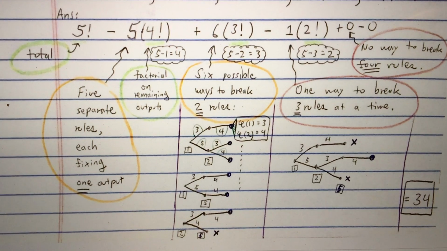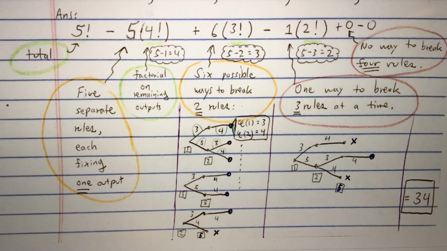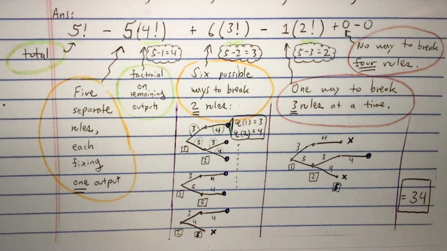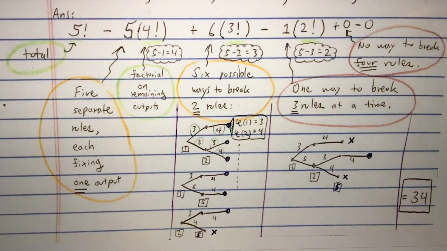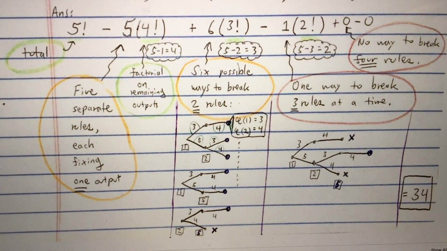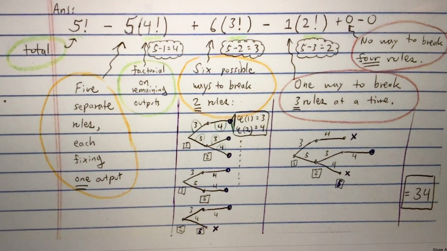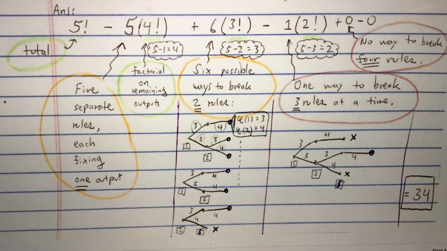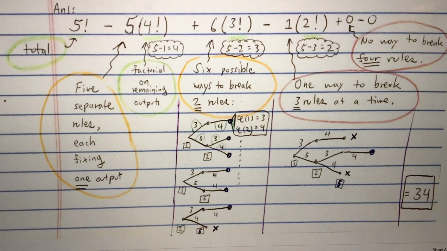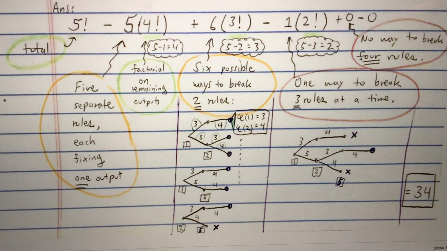To break 2 rules, for instance, on the first tree, first I need to figure out how to break rule 1. That I can do by sending phi of 1, making it equal to 3 or to 5. And then, for the second decision, I break a rule about input 2. Now, for input 2, there's 2 things that I could do to break it. I could send it to 3 or to 4.